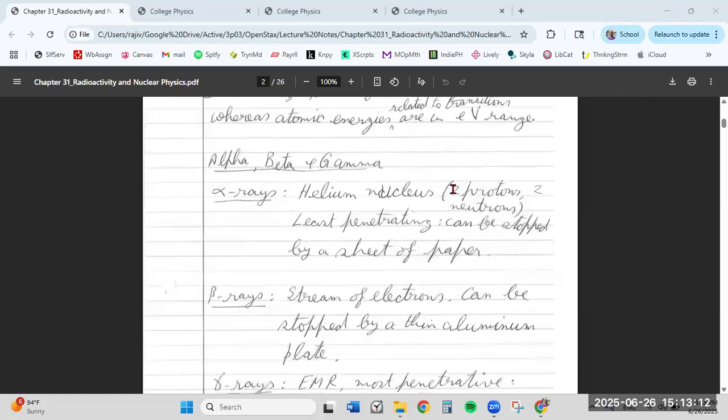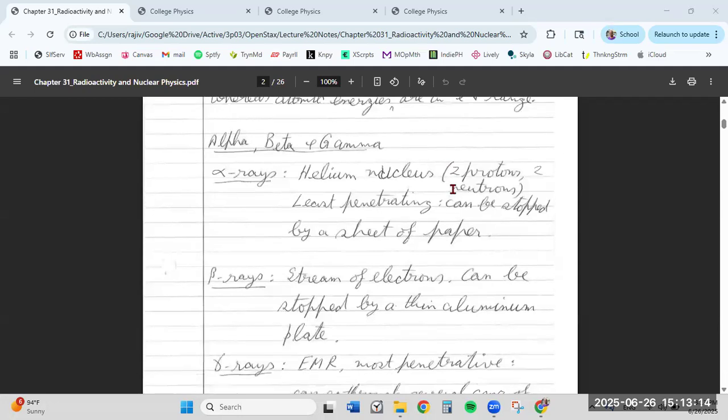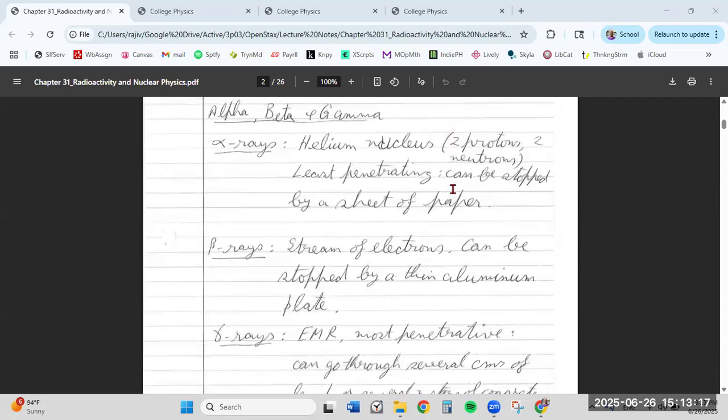There are three types of nuclear radiation: alpha rays, beta rays, and gamma rays. Alpha rays are basically helium nuclei containing 2 protons and 2 neutrons. And this is the lowest energy nuclear radiation. It's least penetrating. You can stop alpha rays by simply a sheet of paper.